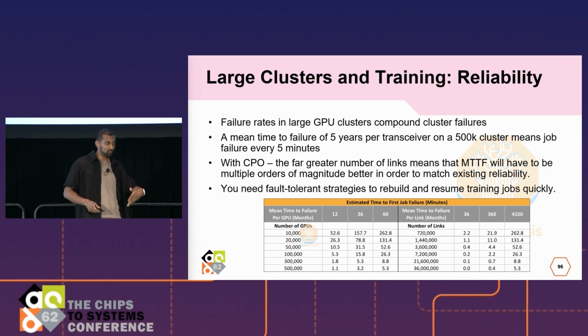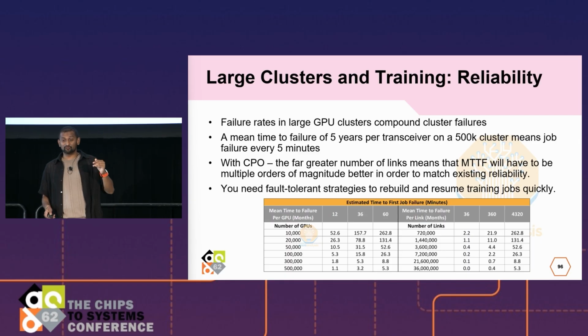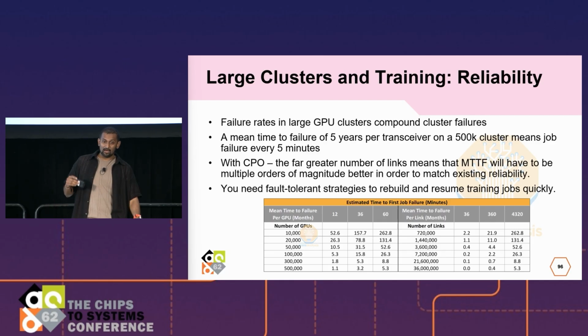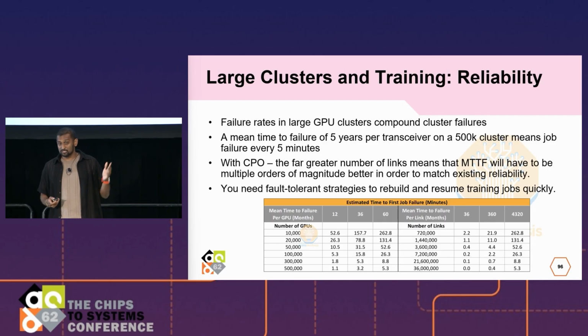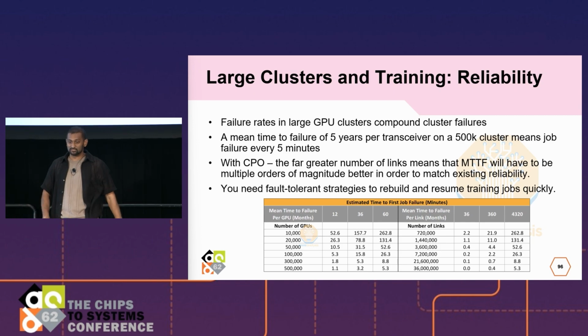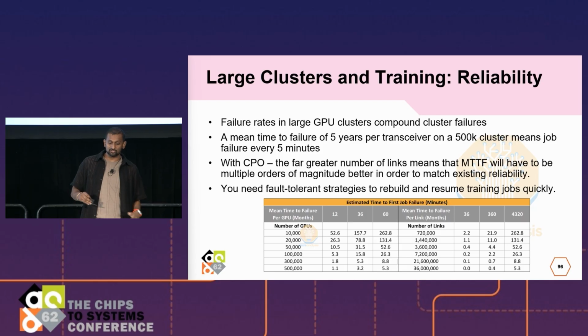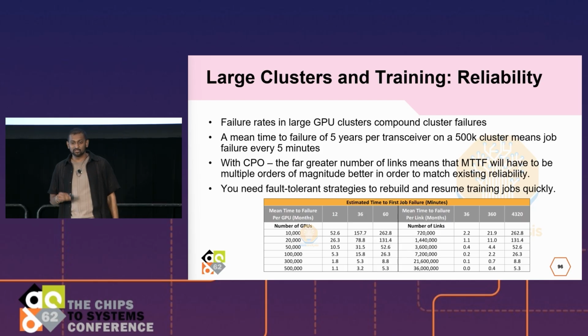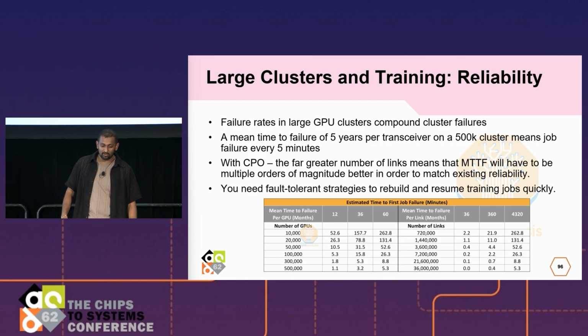And if you bring in CPO, where the number of optics skyrockets, even if they're more reliable, even if they're 10 years between each failure rather than 5, CPO could be more reliable, but then the end cluster reliability is way lower. So you need new strategies for fault tolerance. Meta just open sourced a fault tolerant training library recently. If you're interested, you should check that out.